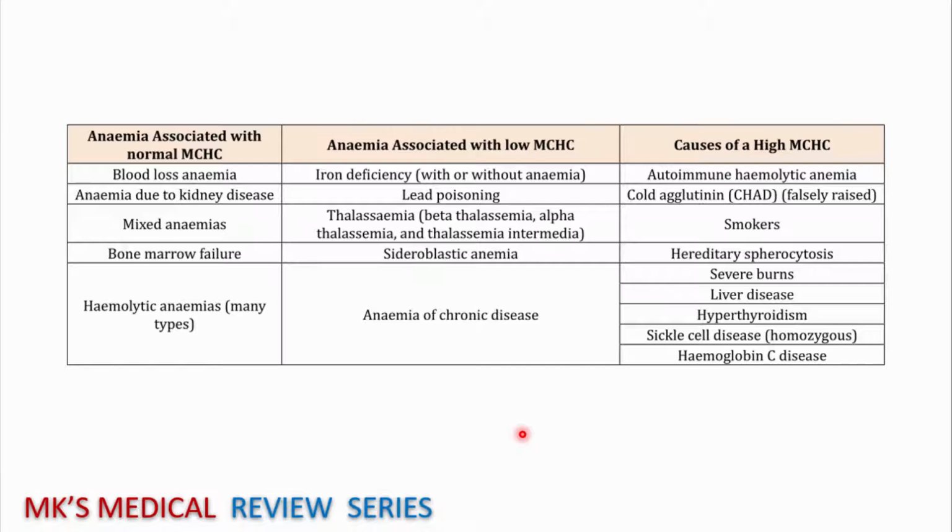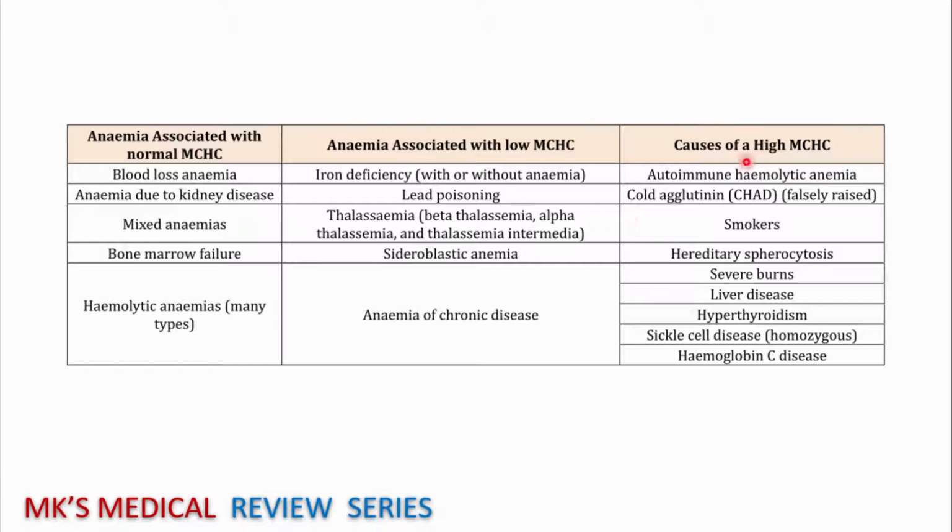So you may have some conditions that are associated, anemia that is going to be associated with normal MCHC, anemia that's going to be associated with a low MCHC, and causes of high MCHC. So here are some of the causes that are going to be associated with normal MCHC. So you can have blood loss, you can have anemia due to chronic diseases, mixed anemias, bone marrow failure, hemolytic anemias, many types. And then you may also have anemias that are going to be associated with low MCHC, things like iron deficiency, which may be with or without anemia. You may have lead poisoning, thalassemias, beta thalassemias, alpha thalassemias, and thalassemia intermedia. Then you may also have sideroblastic anemia and anemia of chronic disease, especially in the late phases.